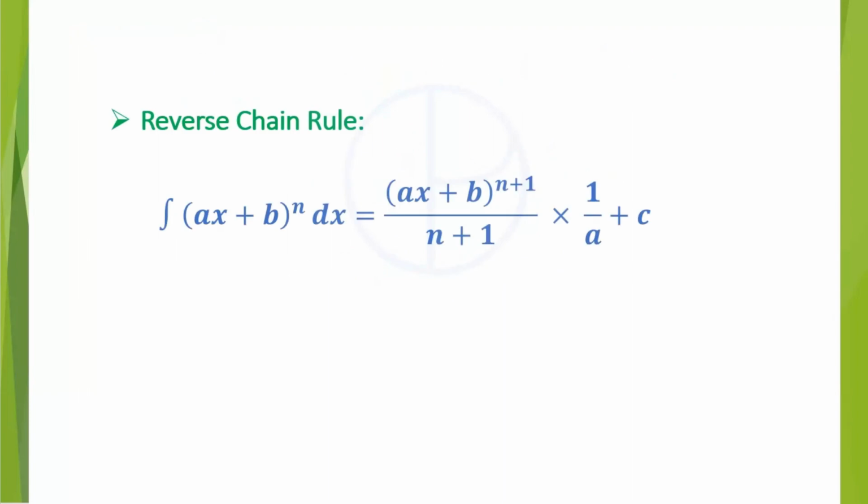Next, reverse chain rule. How to integrate if the function is of the form (ax+b) the whole power n. This is the formula: (ax+b)^(n+1) divided by n+1, multiplied by 1 over a, that is the coefficient of x, plus c.